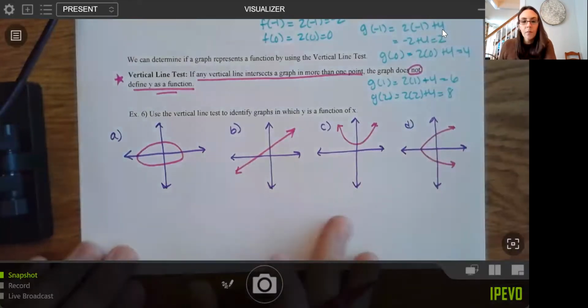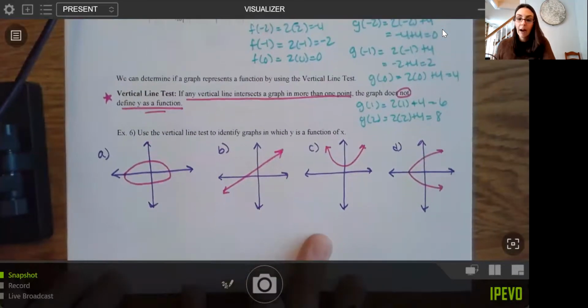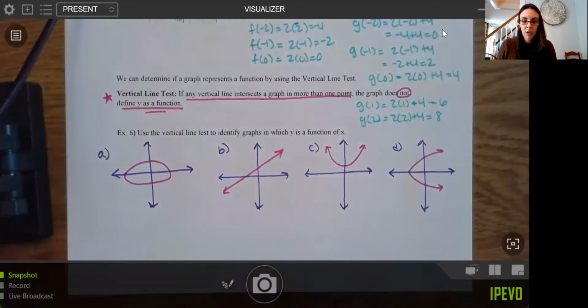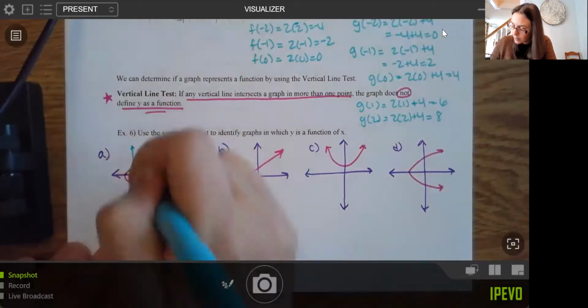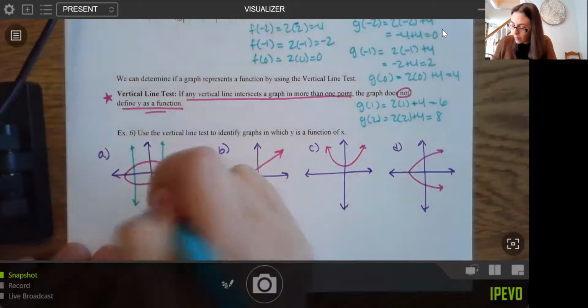Okay. So here are just 4 different graphs. And to test if something is a function, we're going to use the vertical line test. What I like to do is physically draw in vertical lines, and you can draw them anywhere you want on the graph. You're looking to see if a vertical line touches more than once. And as soon as you find one, you can stop.